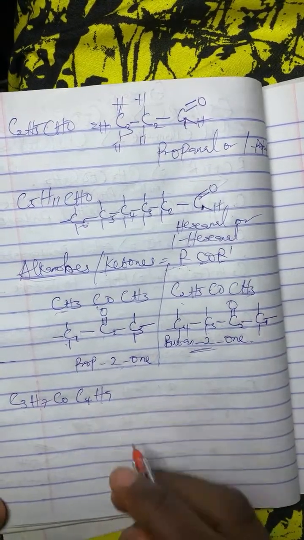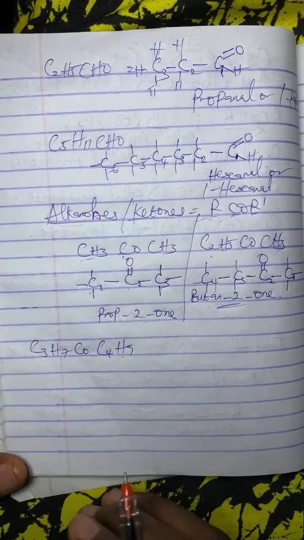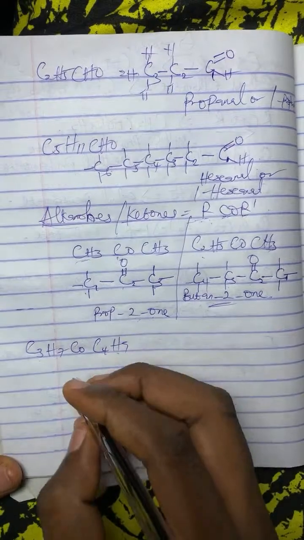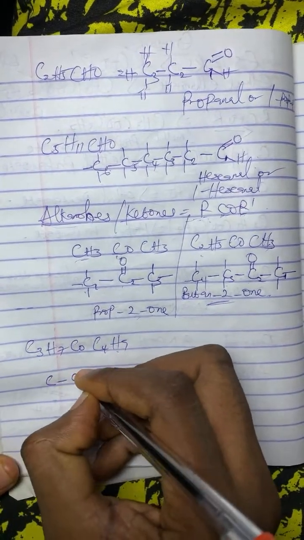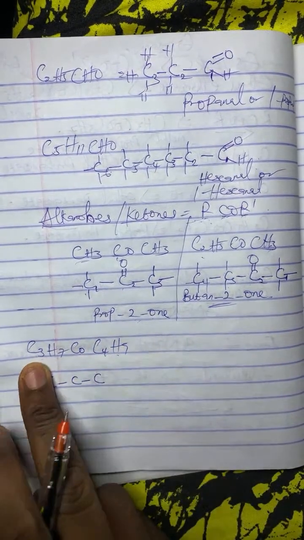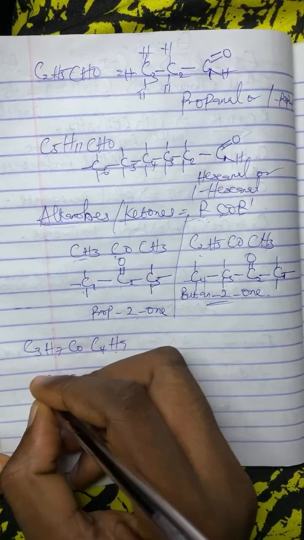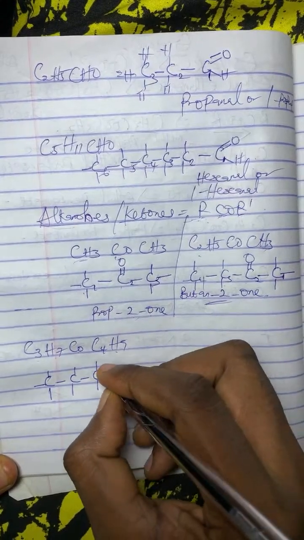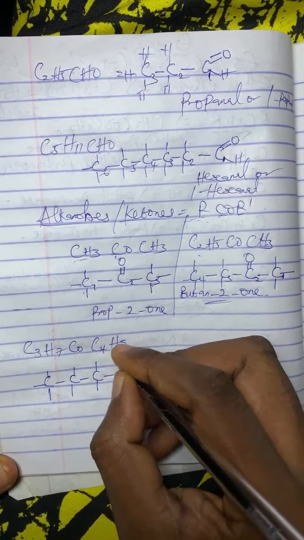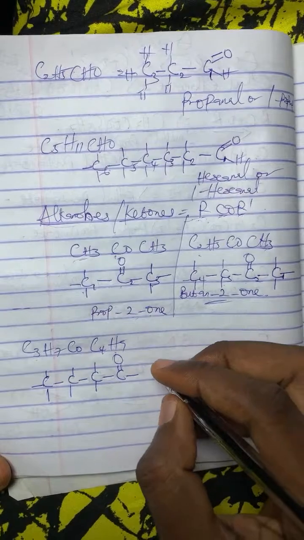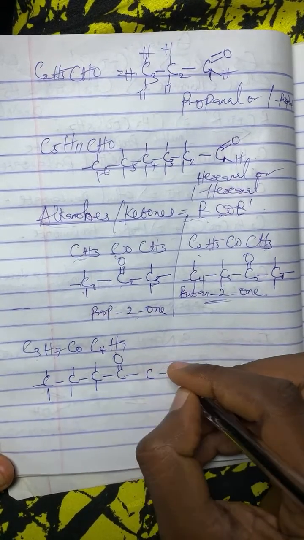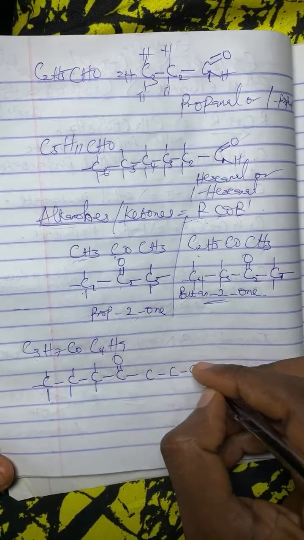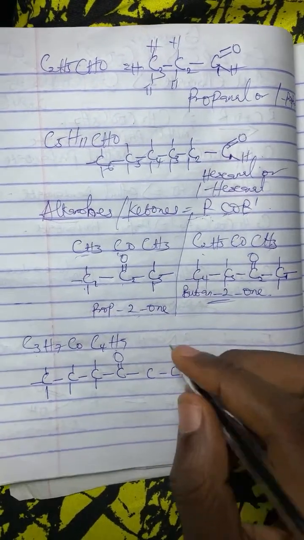Well, first of all, we'll draw the structure. We'll do the open structure. I'm going to have C, C, C. I've drawn C3H7: 1, 2, 3, 4, 5, 6, 7. And then I write C double bond O. I will write C4: C, C, C, C.